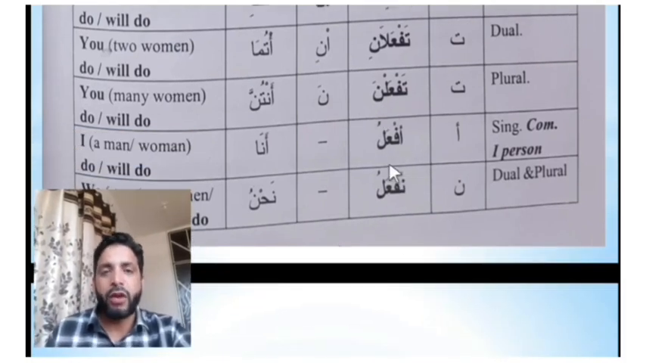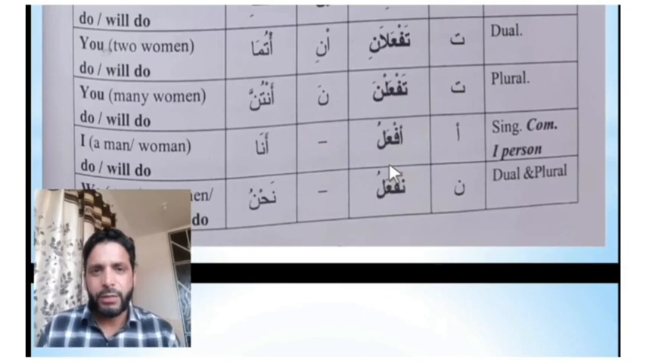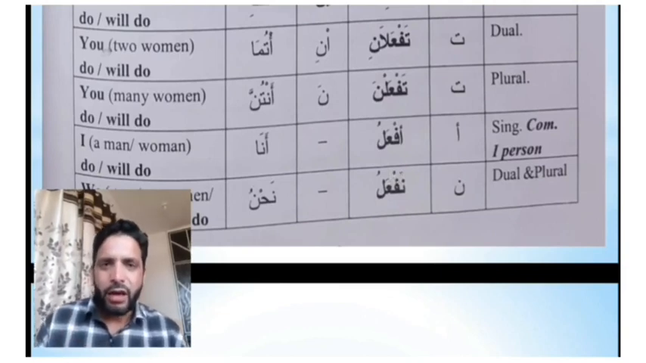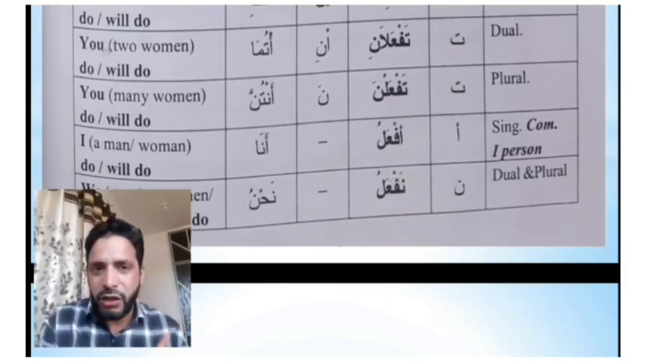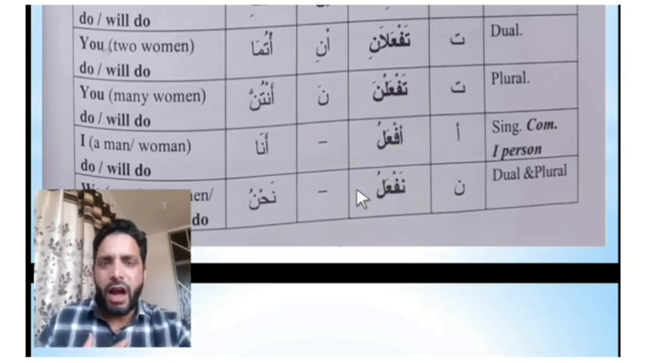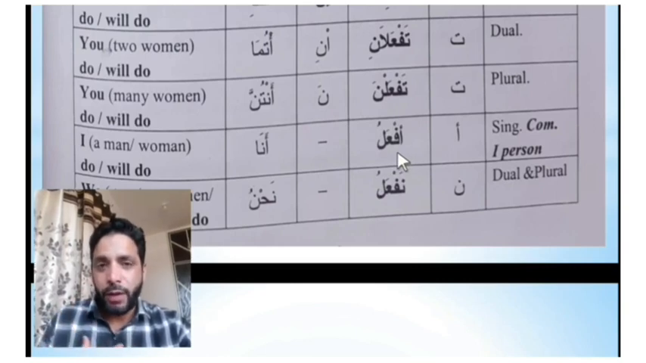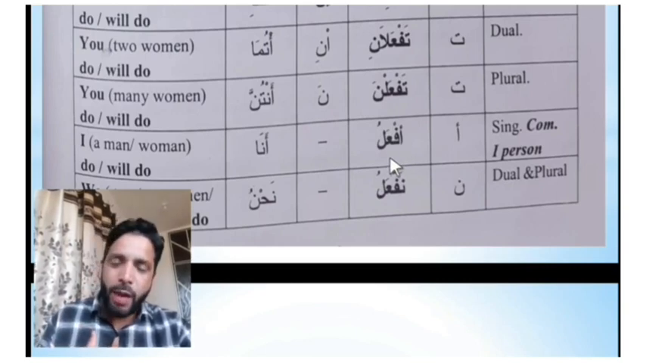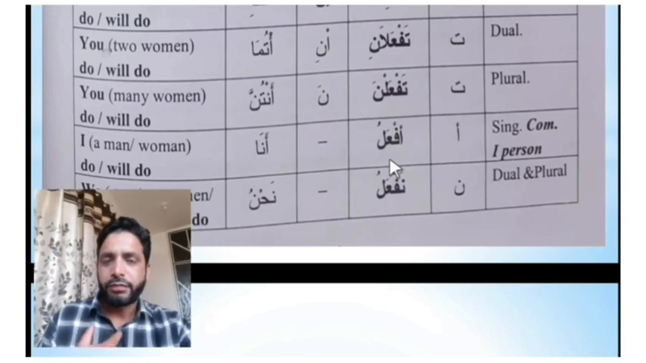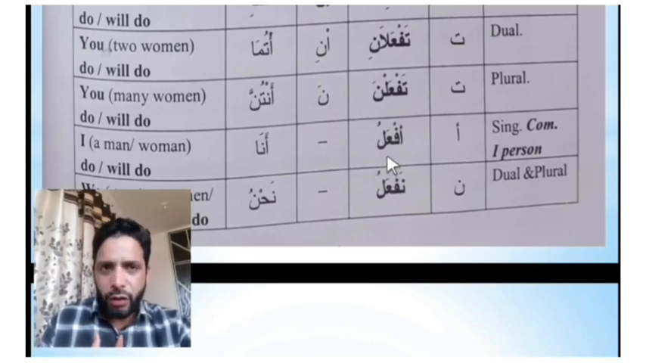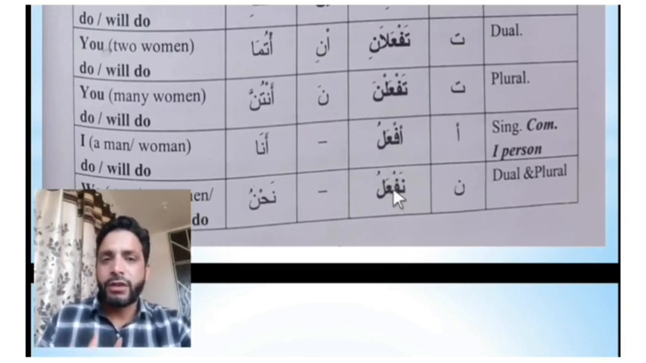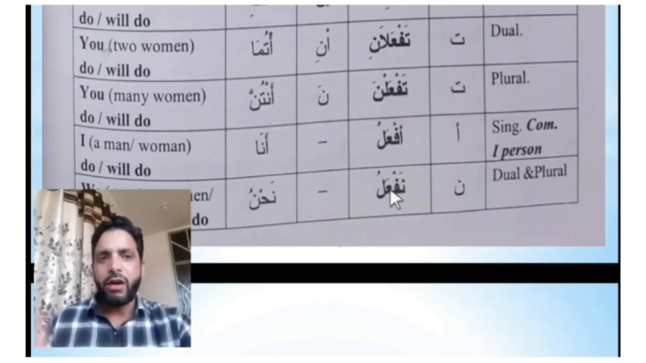Af'alu, now these two are used for first person. In first person we have only two forms. We do not have any separate form for a dual. Af'alu means I am doing or I will do. Naf'alu means we are doing or we will do. Af'alu is for first person singular, masculine or feminine, both are af'alu. Naf'alu is first person plural, whether it is male or female.